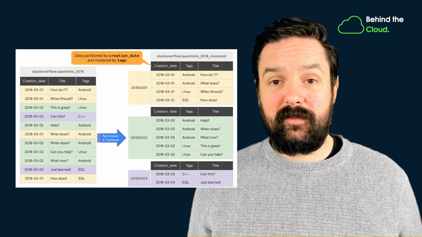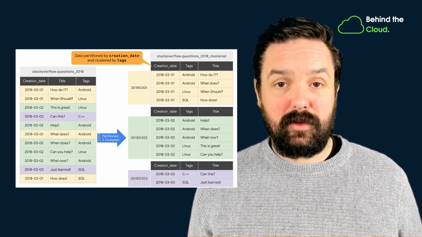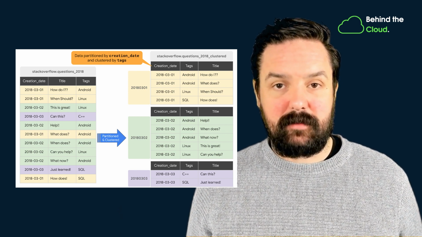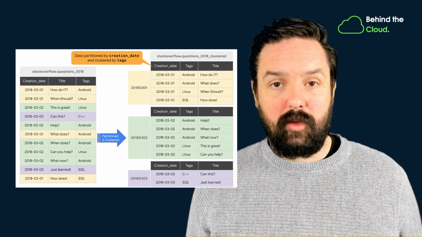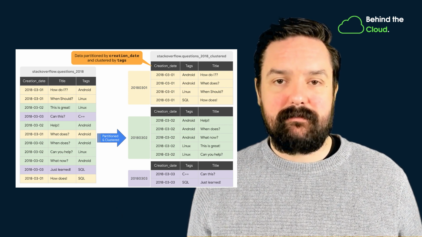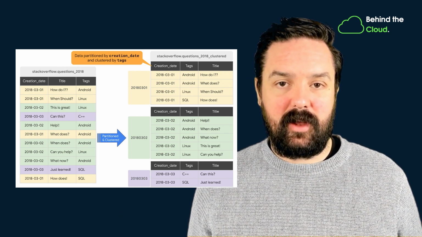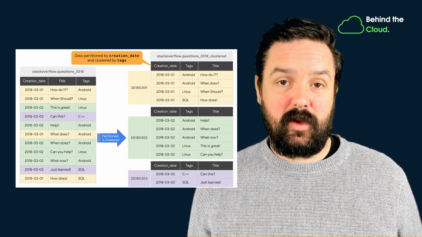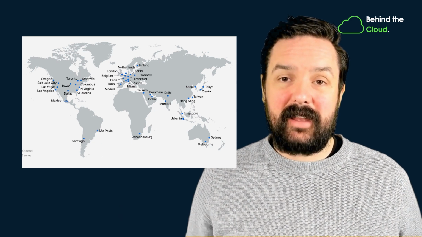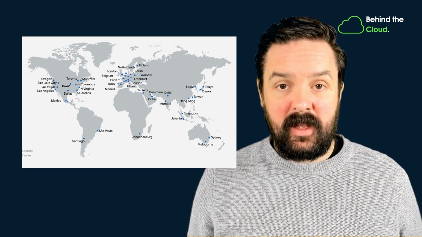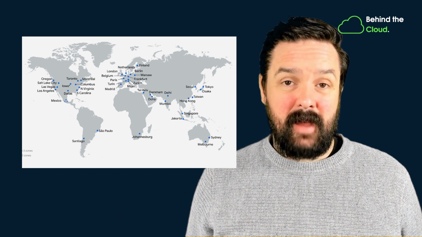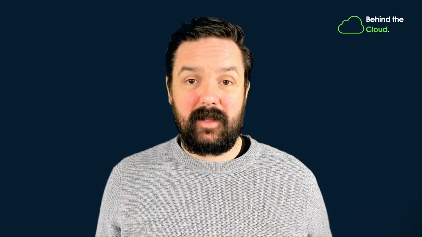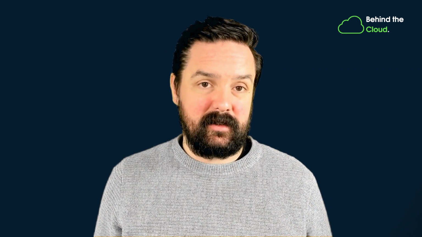BigQuery also supports advanced features like partitioned tables, which are divided into segments, typically around date, called partitions, and they make it easier for you to manage and query your data over large datasets. There's also clustering for faster, more efficient queries. You also need to set data regionality for compliance and to help reduce latency. And remember, structuring your data wisely can help you save a lot of time and resources and security headaches.